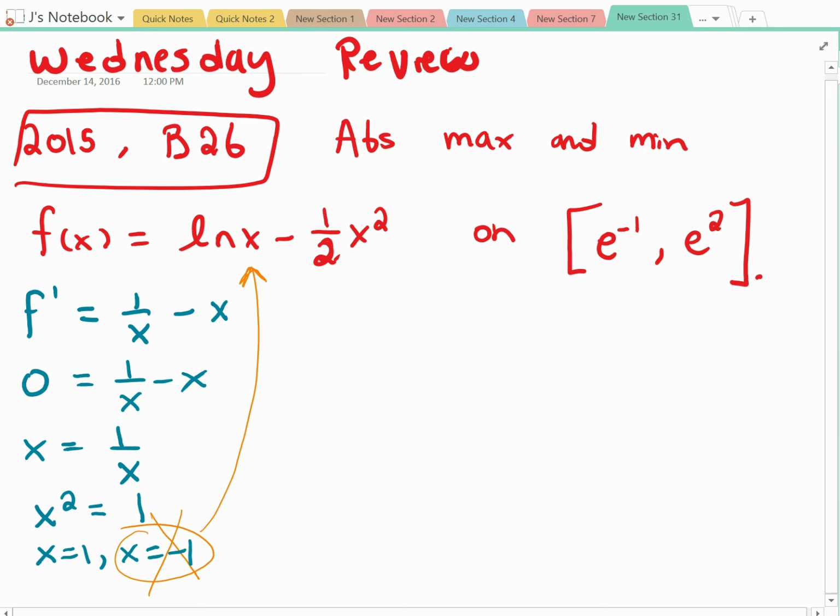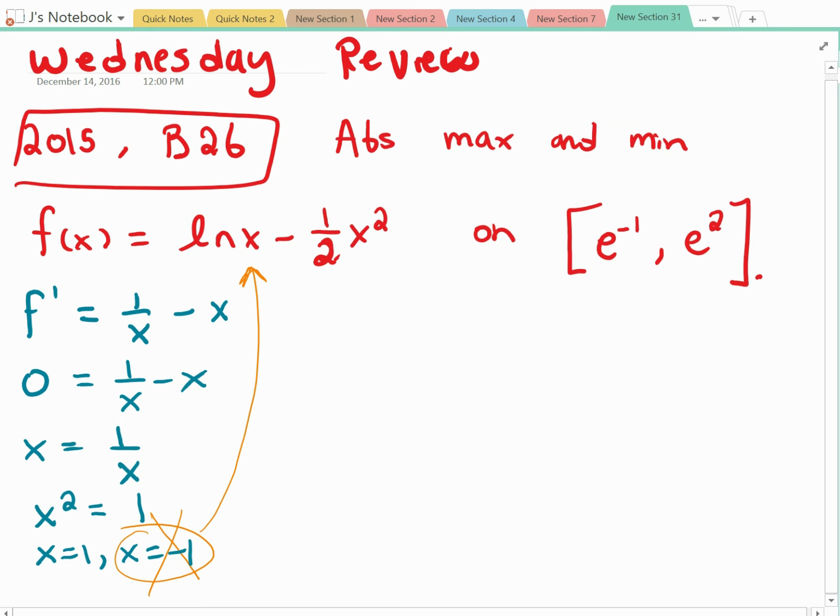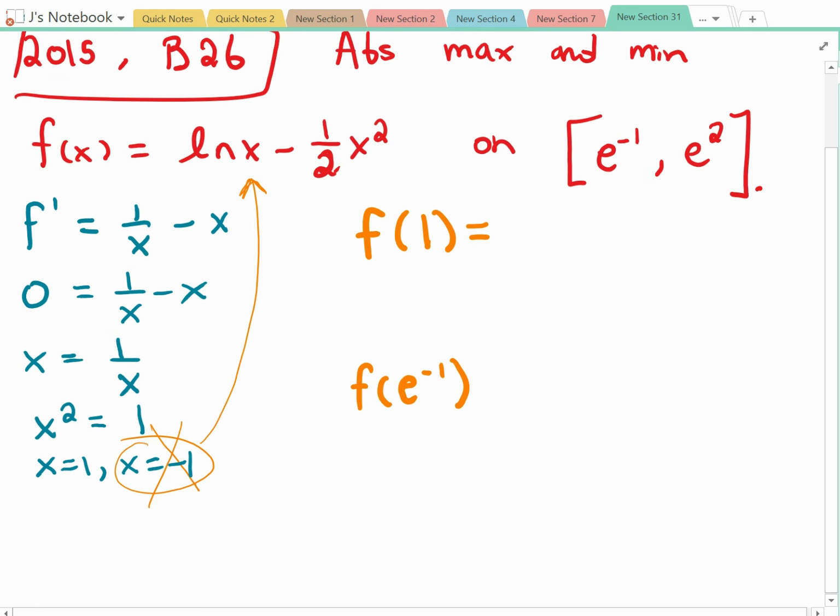Next, we have three values to test. We want to test, not the derivative, the original function. We want to test the original function at 1. We want to test the original function at e to the power of negative 1. And we want to test the original function at e squared. To see which one has the highest y value and which one has the lowest y value.